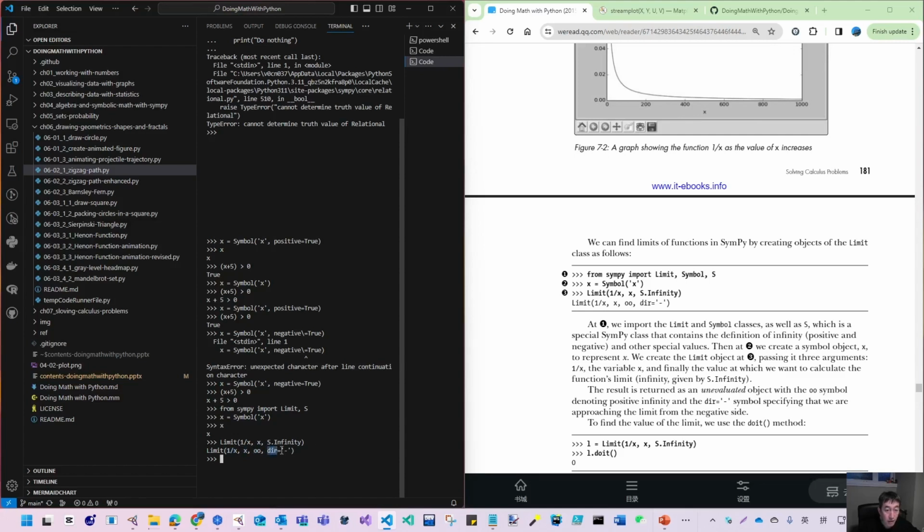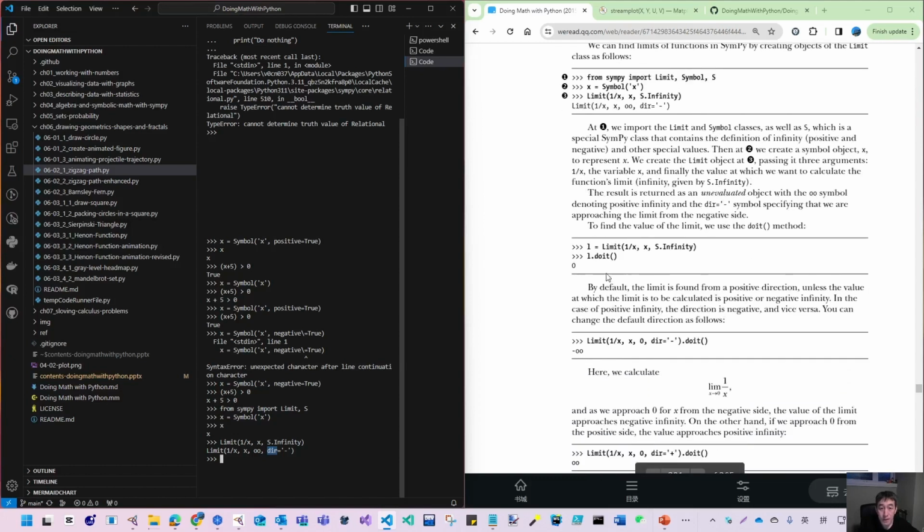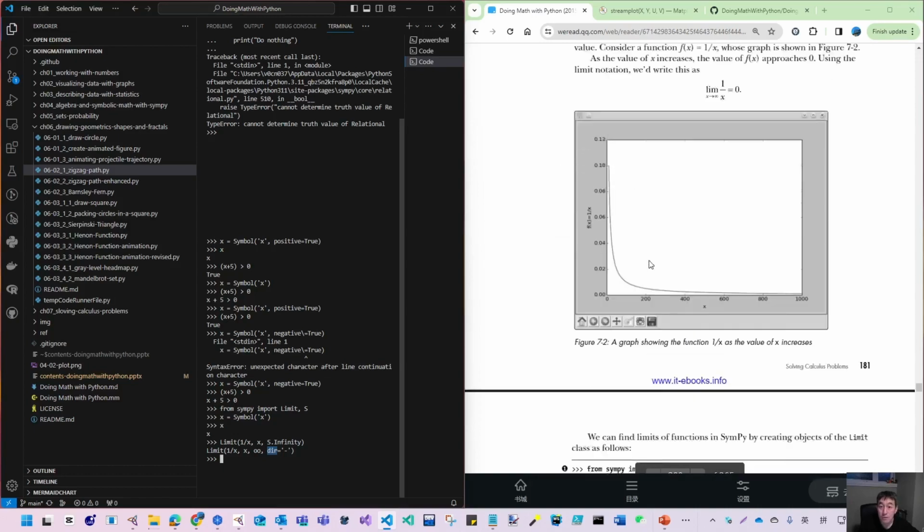This dir direction is approaching from the negative. So dir specifies the approaching direction. Because we are approaching the positive infinity from the left, that means dir is negative. So from the negative side, that is how we can get this result.